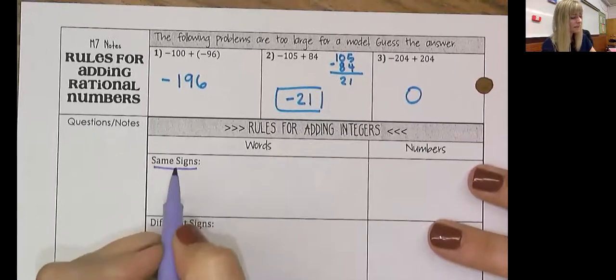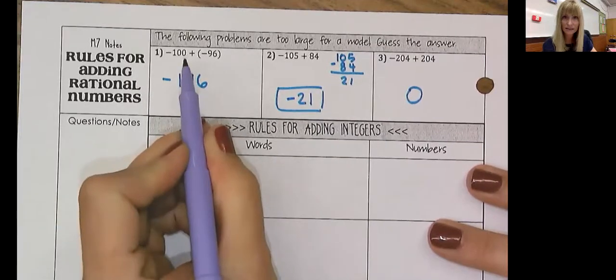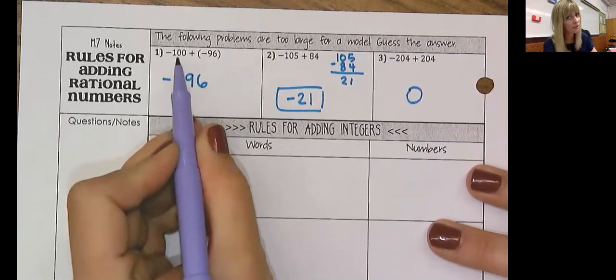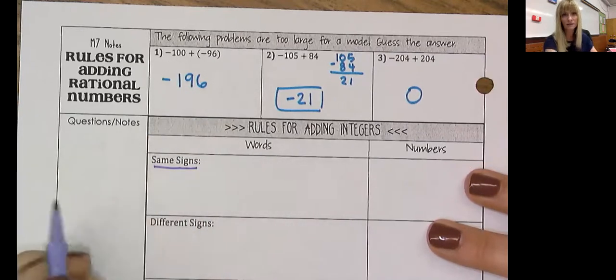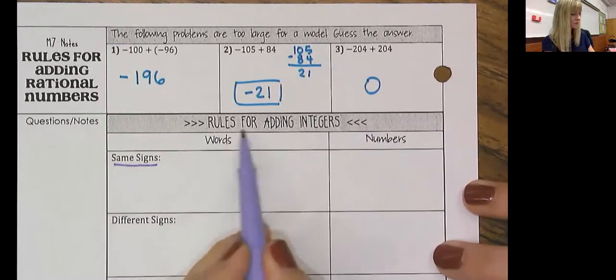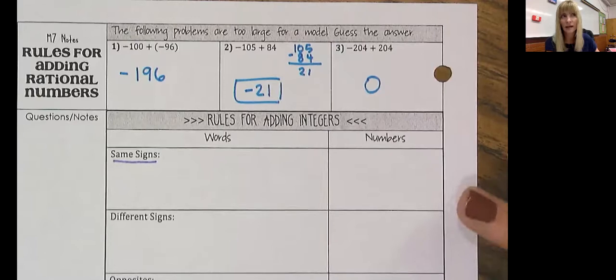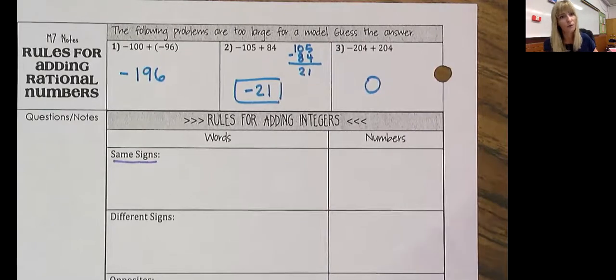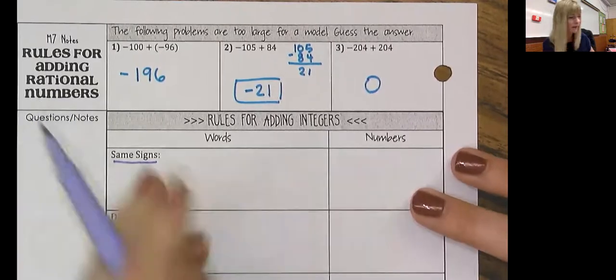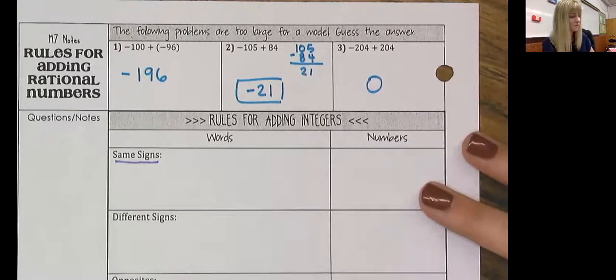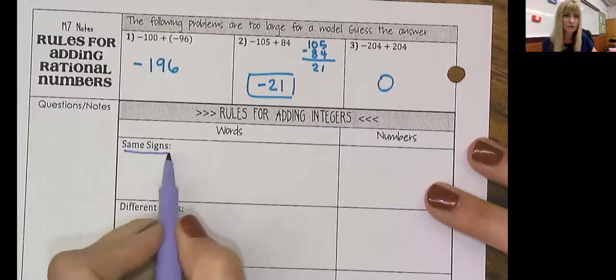So a same sign situation is like this right here. Same signs meaning you would draw all negative tiles or you would draw all positive tiles. So it says up here, these are rules for adding integers. That means we're not going to run into any decimals or fractions just yet. Those are the rest of the rational numbers. Okay, but right now we're just going to focus on positives and negatives, and we'll define a lot of that more officially as we go.